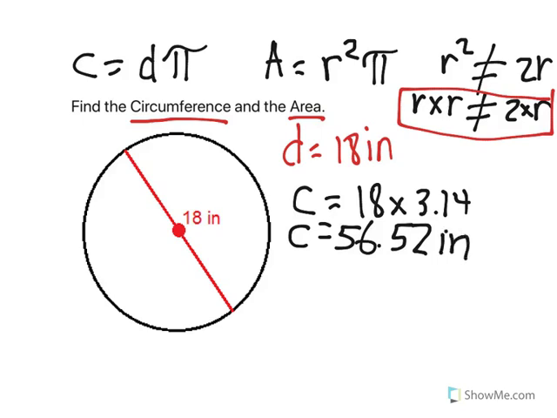And remember something. Circumference is a distance, okay? The distance around the circle. So your units are inches, meters, feet, whatever unit they're giving to you, okay?